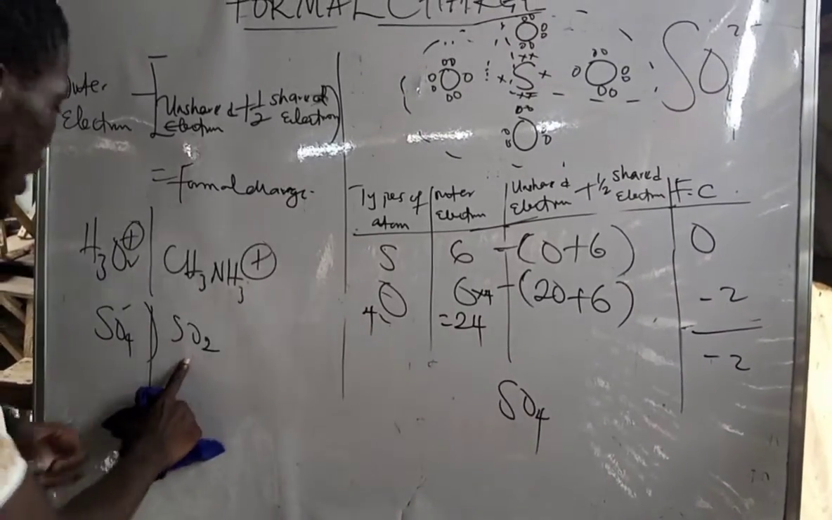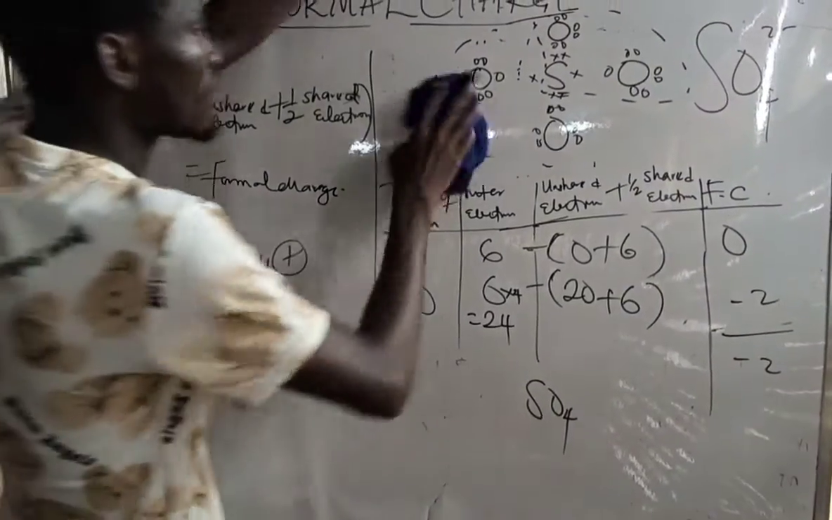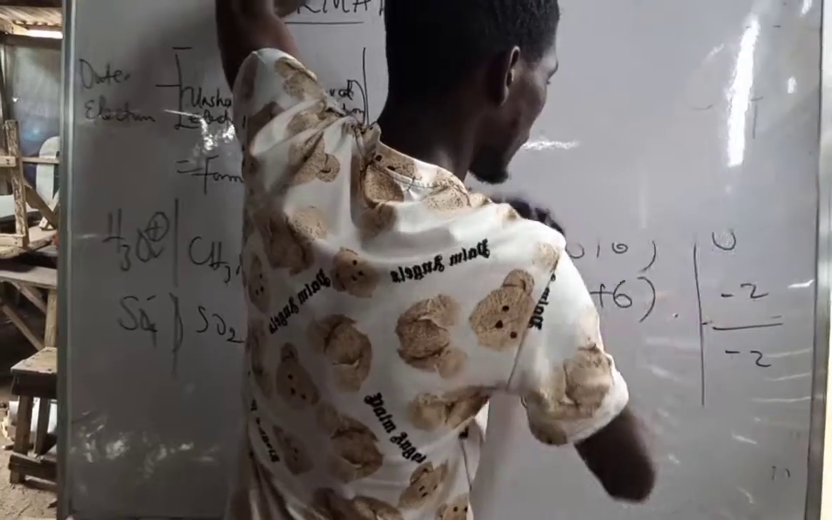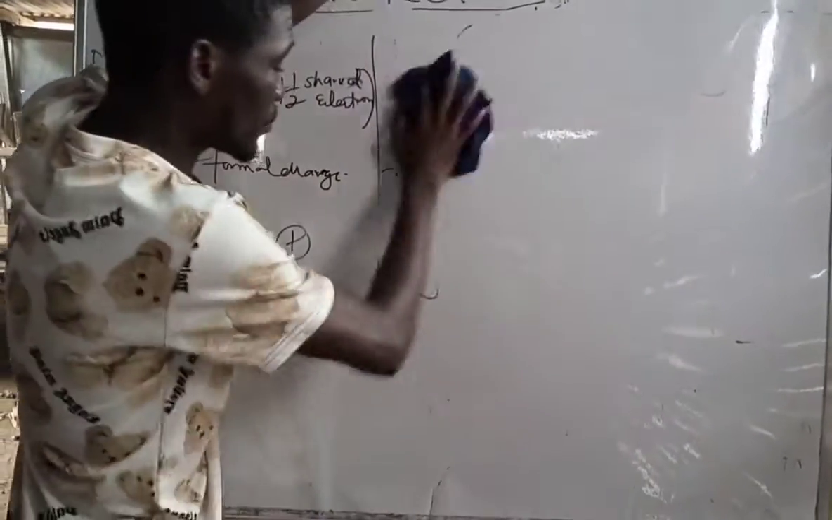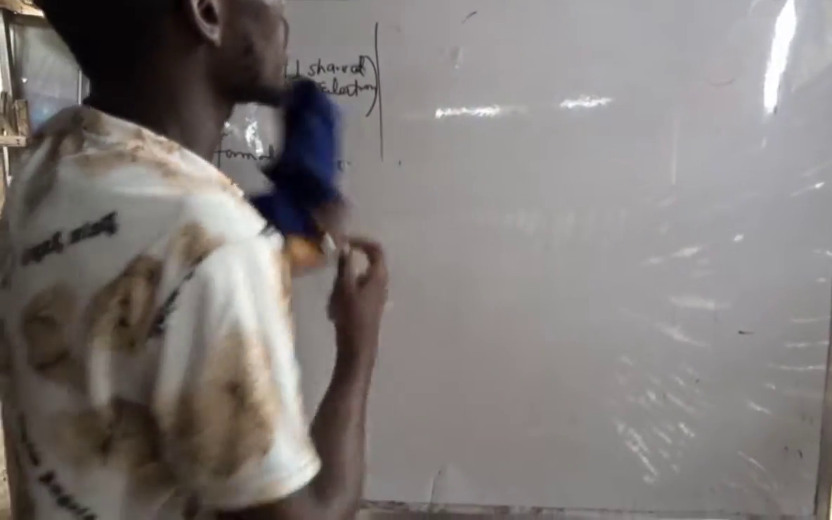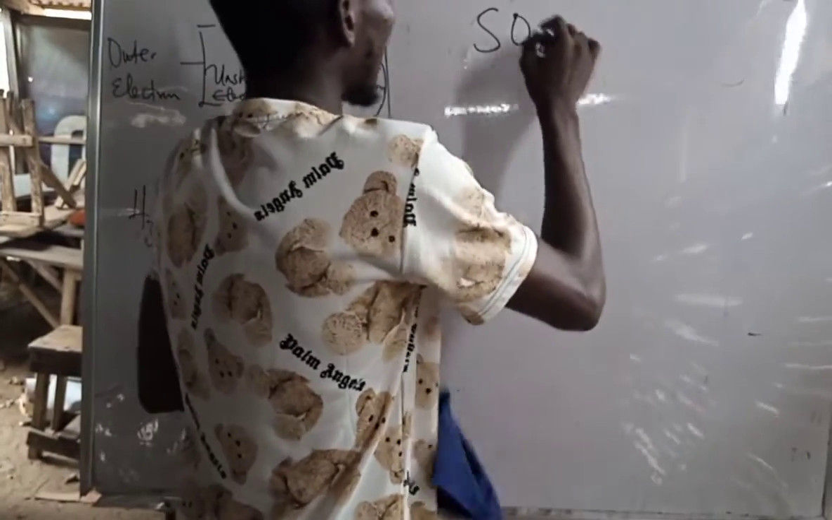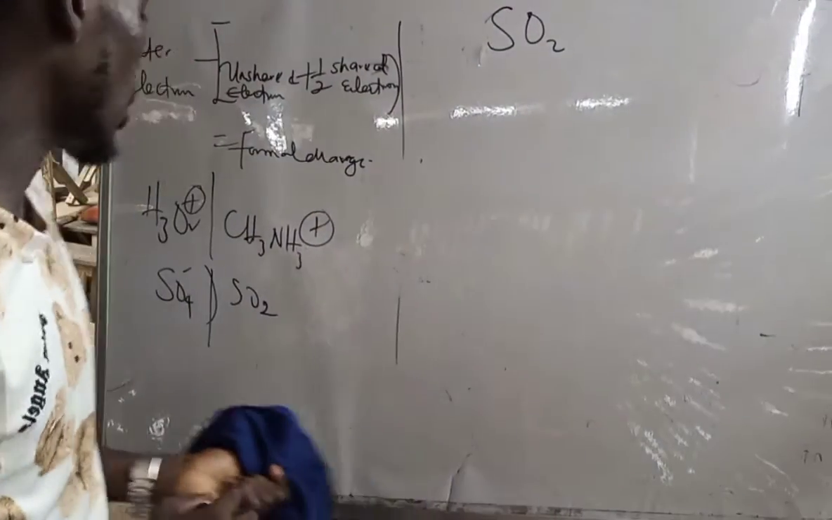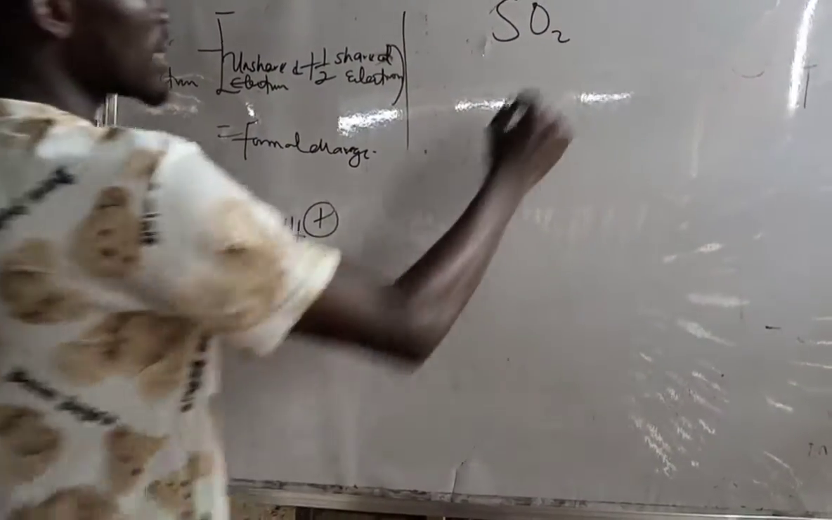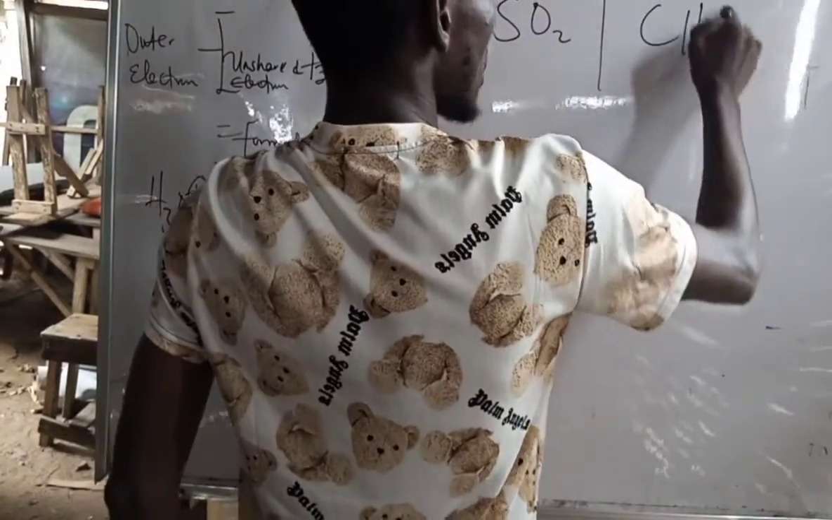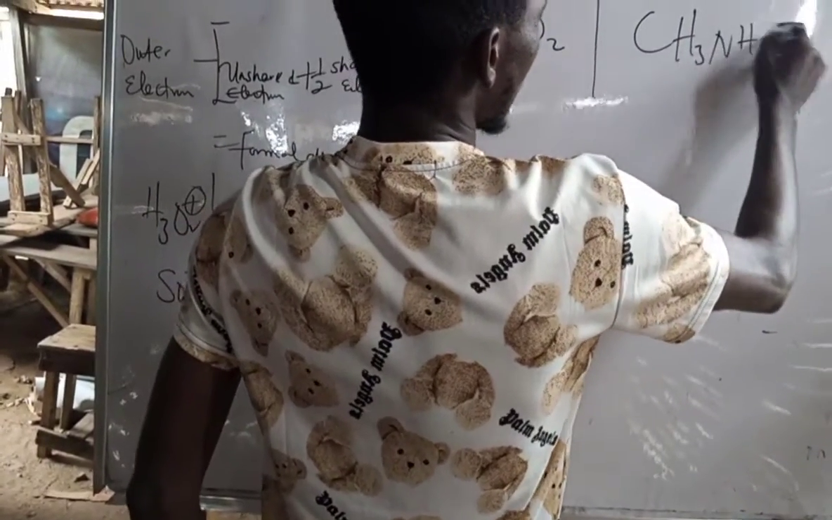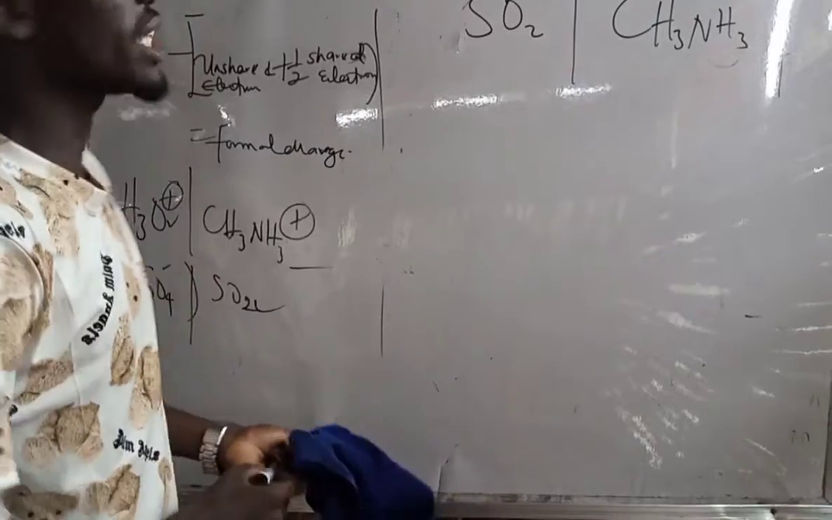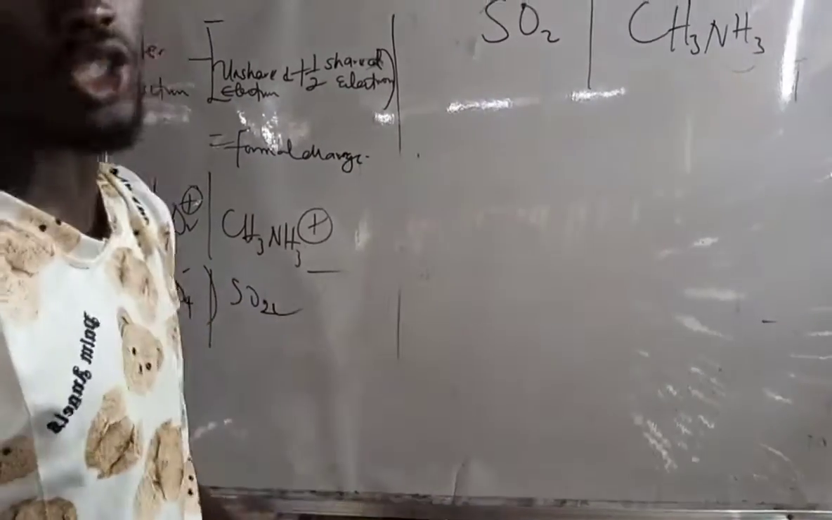So the next one is what? This. I have SO2 now. I want to look at the formal charge of this. So I'll be considering this and this. I also have CH3NH3. So let's look at the charges on this compound now.